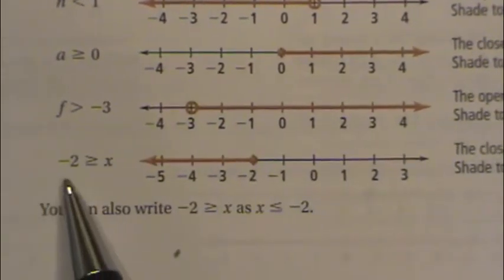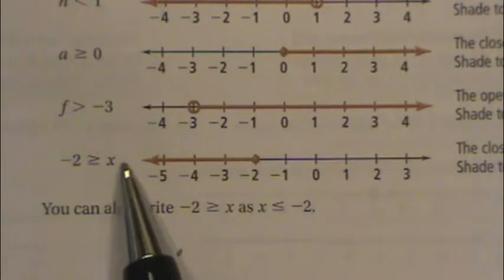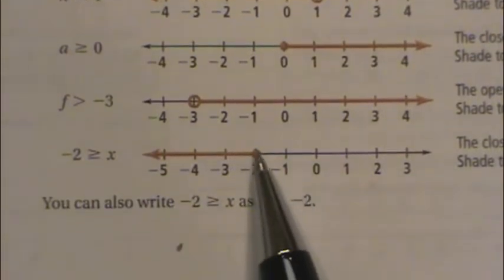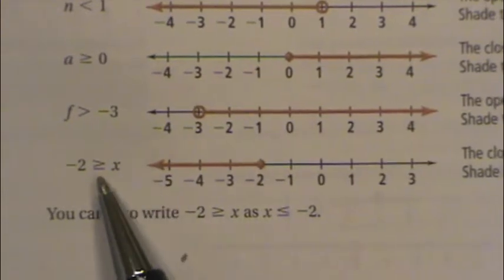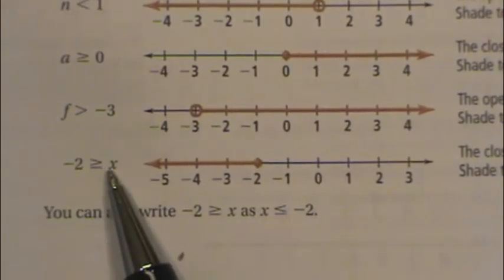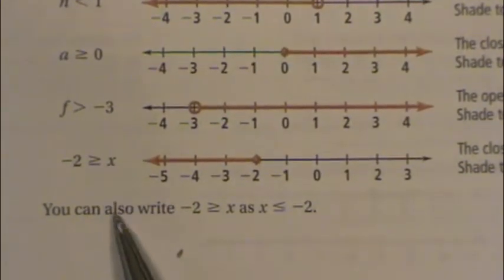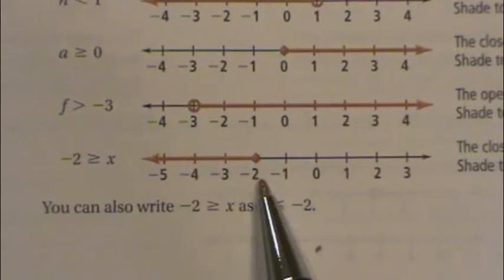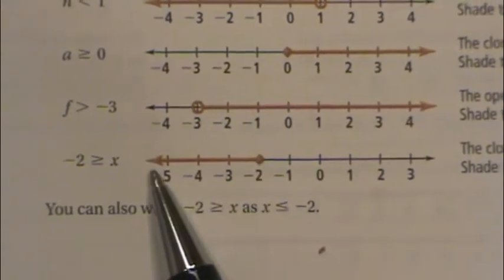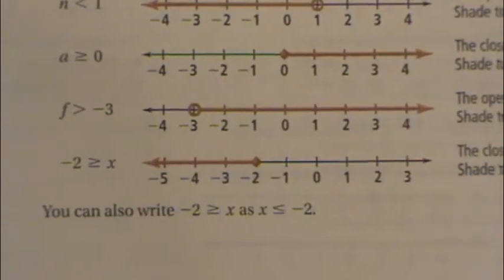Last but not least, negative 2 is greater than or equal to x. Negative 2 is included, so it's a filled in circle. Everything this way. Now, if that confuses you a little bit, you can flip it over just like they show you here. X is less than or equal to negative 2, and that might make it more clear why the arrow is going to the left instead of to the right.